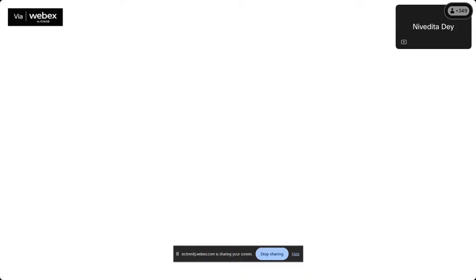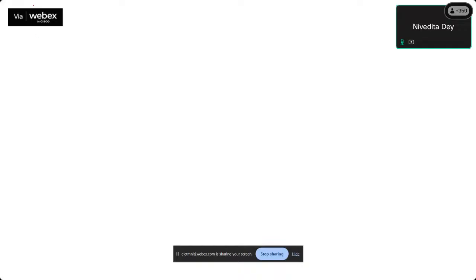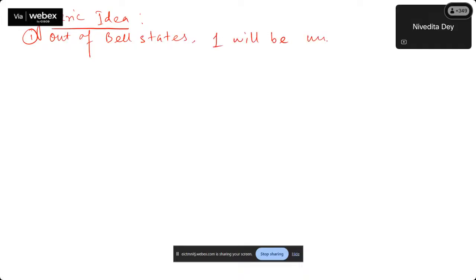Okay, so that means Alice wants to send 2 bits of classical information, and she will be having some state. Now the generic idea is out of the Bell state that we talked about. So what are some pre-assumptions? We will start with the generic assumptions. Point number one: out of the Bell state qubits, one will be with Alice, one with Bob. This is the first case.